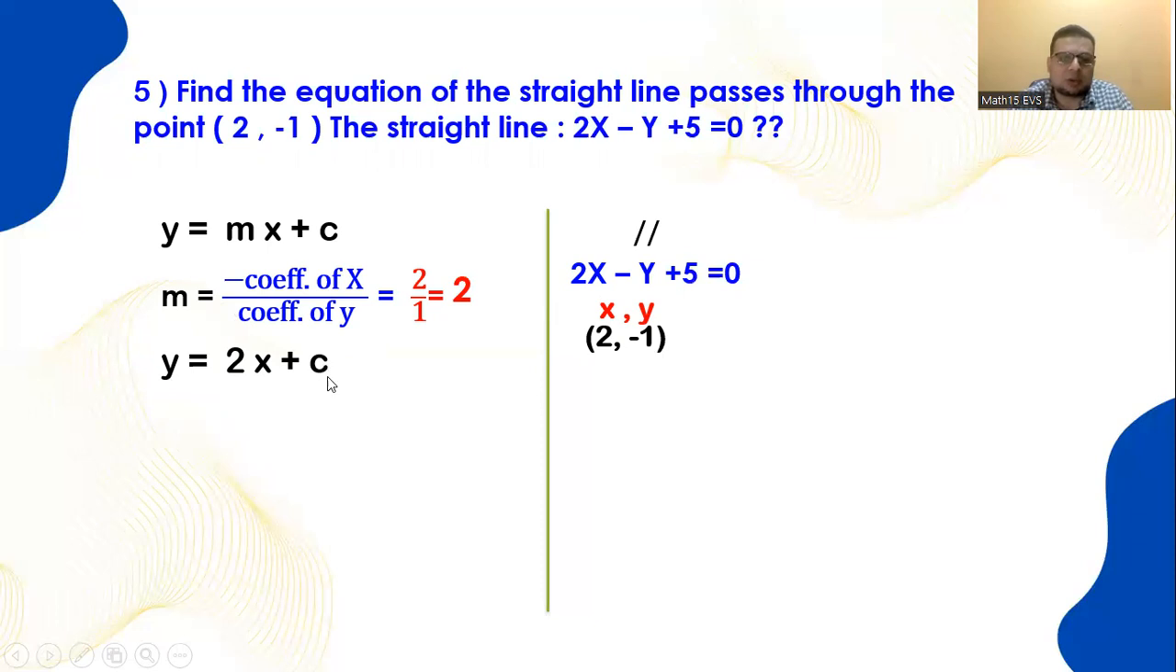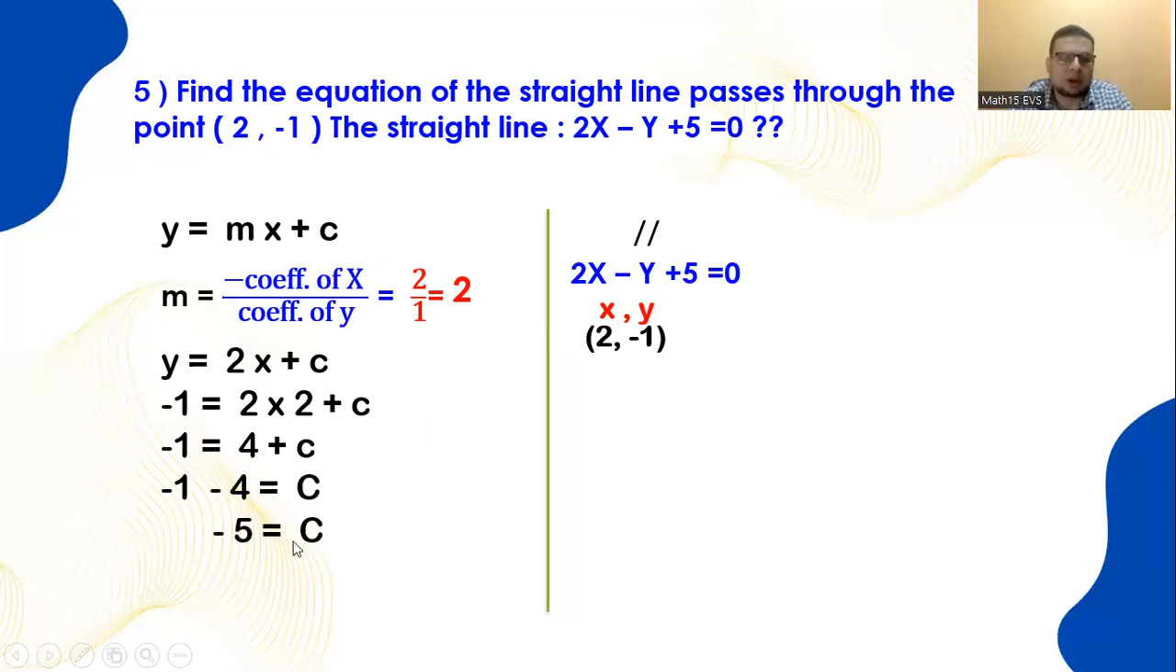Now I need the value of c. You have a line passing through the point 2 and negative 1, so x and y, 2 and negative 1, satisfy the equation. You can use this point by substitution in this equation to get c. So put y as negative 1 and x as 2: 2 times 2 plus c. So 2 times 2 is 4, here negative 1, c equals negative 1 minus 4, which is negative 5. So c is negative 5.